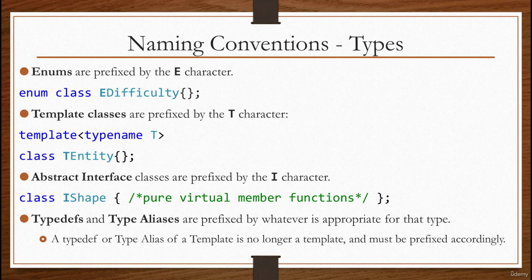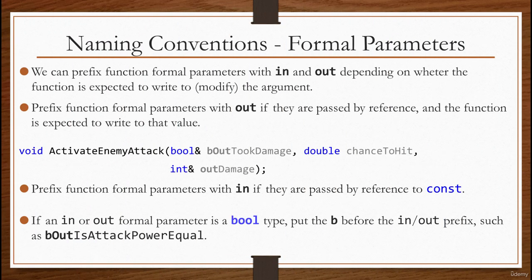That is typically why you have a type def or a type alias in the first place, to make your types shorter. So you specify the type, and then you can simply use that identifier. So it's no longer a template and must be prefixed accordingly in that case. A couple of things to think about with regards to passing by reference.